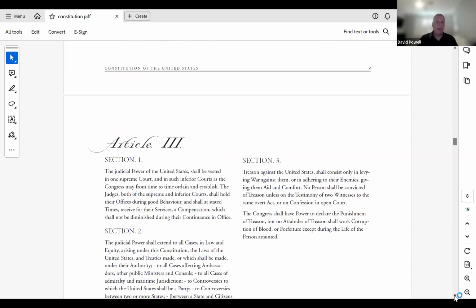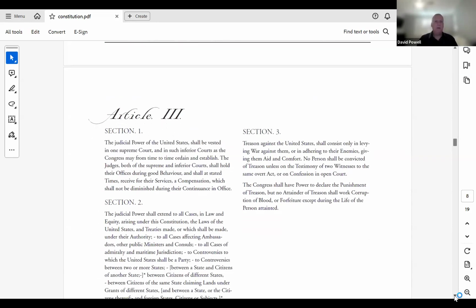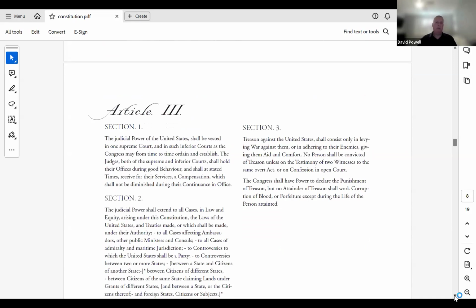So that is inherently a political question. What is considered to be a high crime and misdemeanor is really kind of left up to the judgment of the senators who are serving as the jury in that impeachment trial.